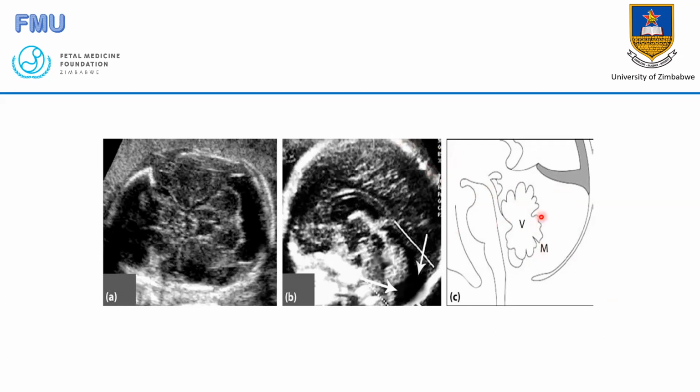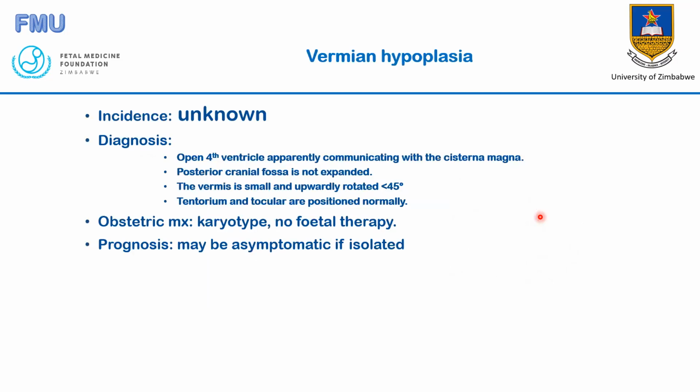So for you to distinguish Blake's cyst and Dandy-Walker from megacisterna magna, you need to be able to see the vermis at the level of the fourth ventricle. So if you can't see the vermis in place at the level of the fourth ventricle, then we are dealing with either a case of Blake's cyst or a Dandy-Walker malformation. Yeah, so that's megacisterna magna.